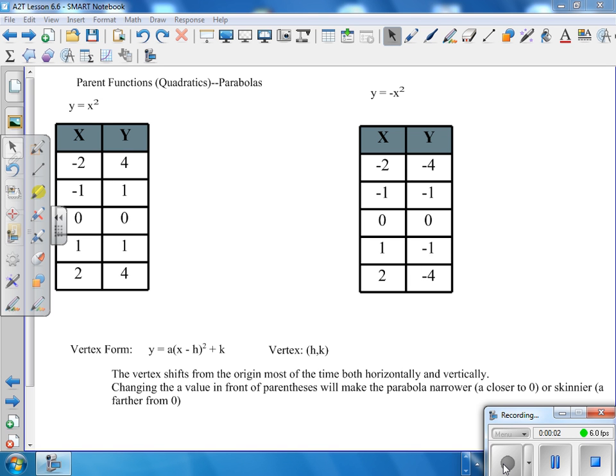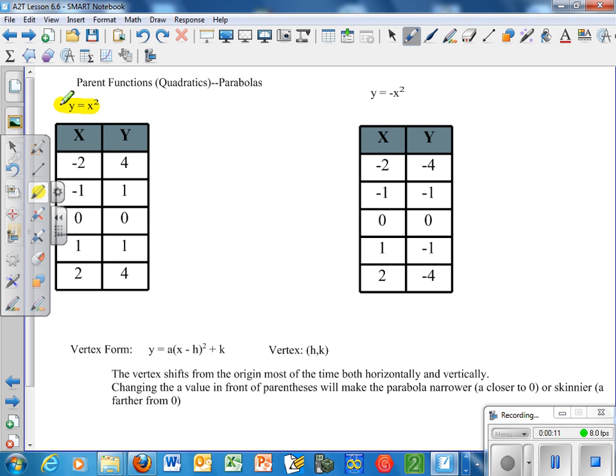Okay, before we get to the actual notes for 6.6, we want to look at the two parent functions for parabolas, quadratics, the real basic graphs. One is y equals x squared. The other is y equals the opposite of x squared, or negative x squared. These are the tables for these two graphs.